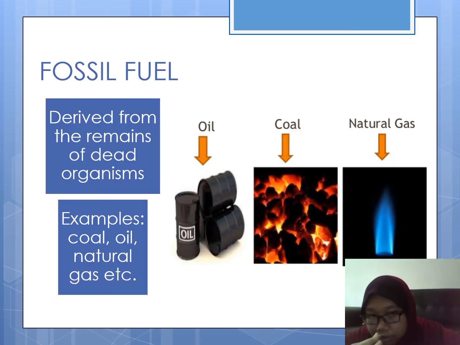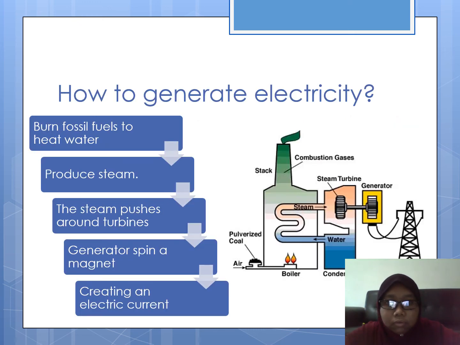Okay, so this is the fossil fuel. It can be derived from dead organisms in the layers of soil, over many years, that we can take from underground. Examples are coal, oil, natural gas and so on. This is how we generate electricity by a fossil fuel power plant.